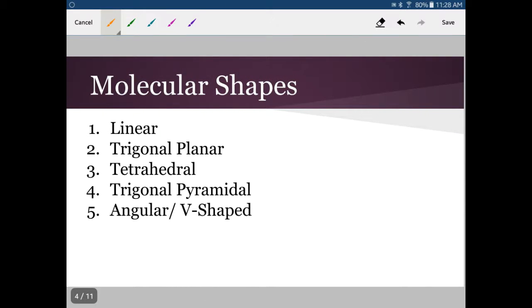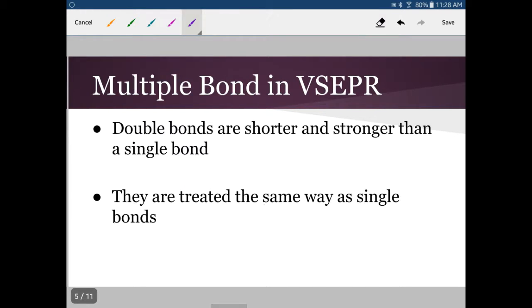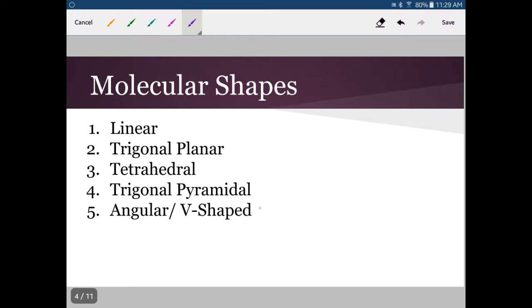Now, there's essentially 5 molecular shapes. There's a linear, straight shape, trigonal planar, tetrahedral, trigonal pyramidal, and angular or V-shaped. We call this angular, V-shaped. Sometimes we call it bent. But essentially it's exactly what it sounds like. It's a V shape. So our linear kind of looks like this. This is just in very, very general.